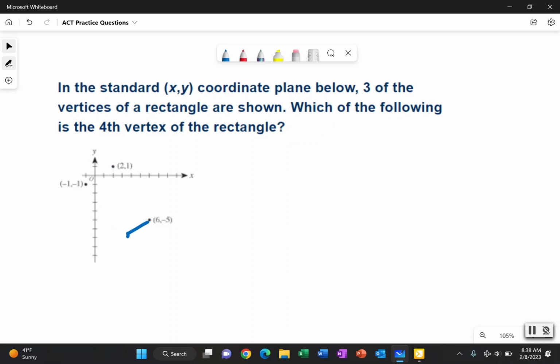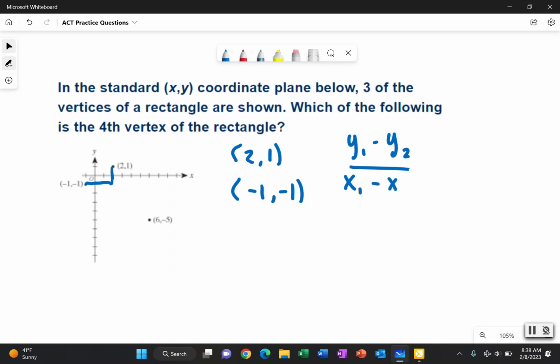What we're going to do here is see what the rise and run is between these two points, between (2, 1) and (-1, -1). Right, so rise over run. If that's the case, we want to do y1 minus y2 over x1 minus x2. So we can make this x1, y1, x2, y2. We're just defining those here because we're trying to find the slope, and then we're going to apply that slope to this point down here.